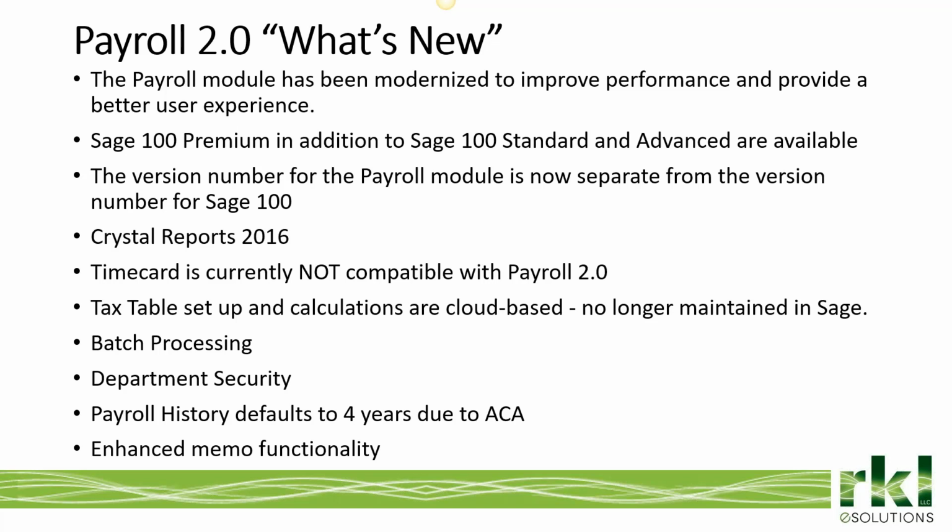There's also significantly increased security in and around payroll to keep the payroll solution Sage offers compliant with ongoing federal and state requirements for security. So one of them is department. We'll go into all the different security features and review that with you. Payroll history. Retaining payroll history now defaults to 4 years because of ACA. There's also some enhanced functionality in and around memo codes, so we'll touch that as well.